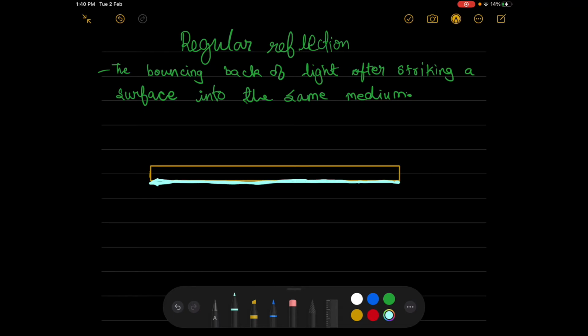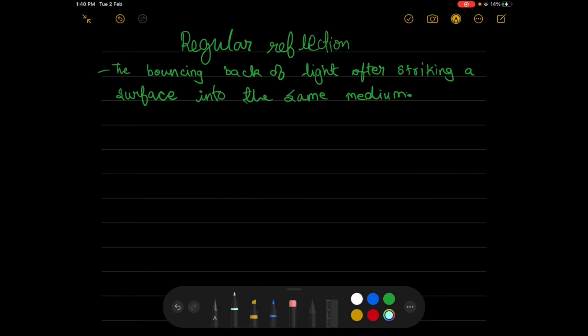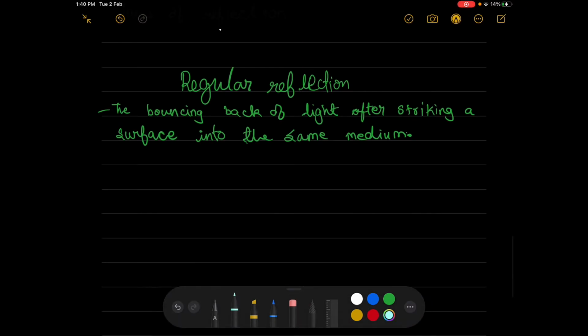Now, if a ray of light hits it, it would bounce back much more than getting absorbed. So that's how plane mirrors are made and what plane mirrors are. Now let's study what regular reflection is.